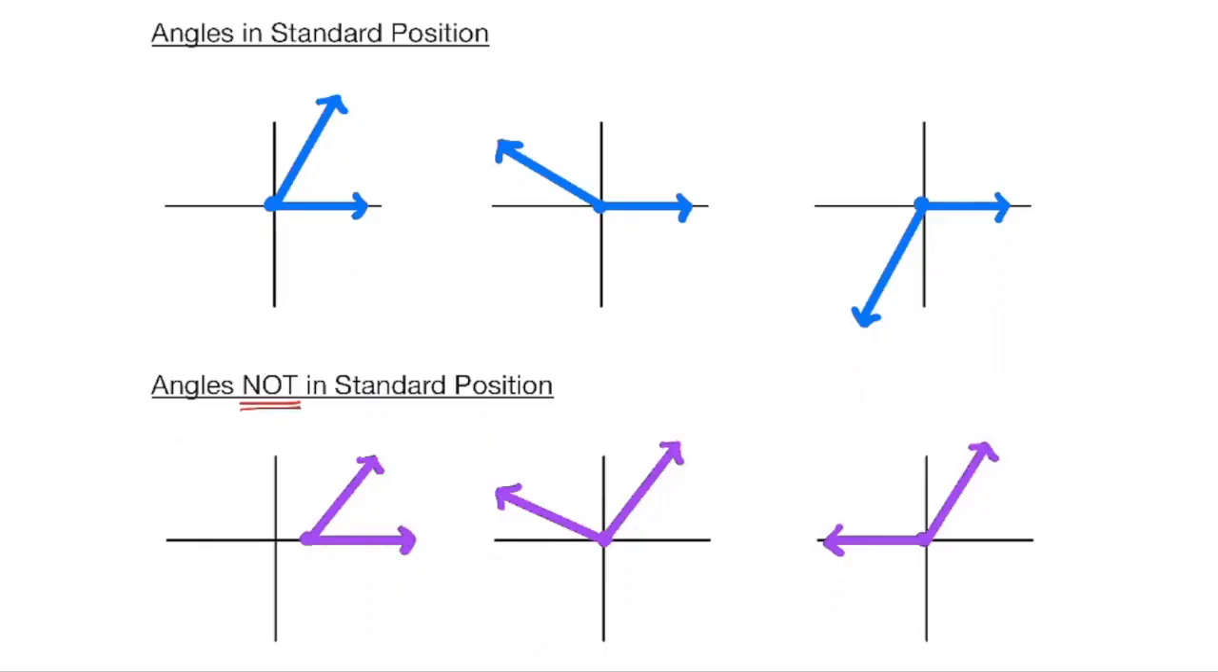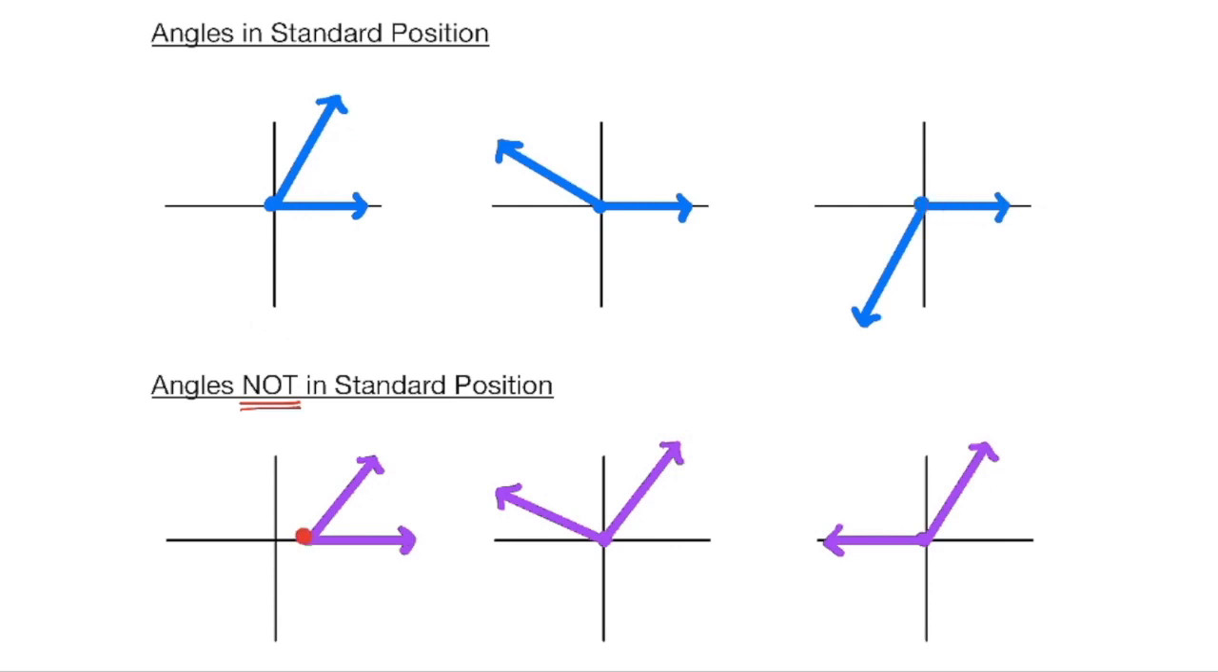The angles in blue are examples of angles in standard position. The angles in purple are examples of angles that are not in standard position. So if you compare the two, what do you think constitutes an angle in standard position? Well, you might notice that we have a vertex on the origin, and one of those rays is on the positive x-axis. Vertex on the origin, positive x-axis.